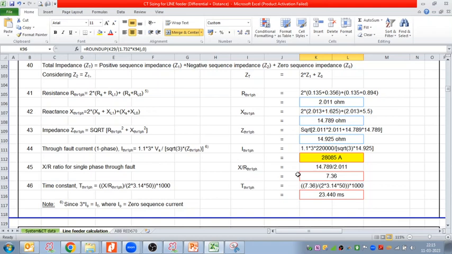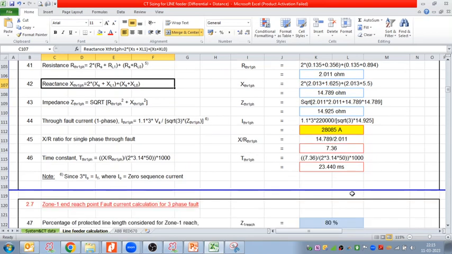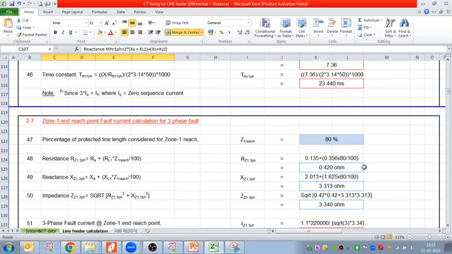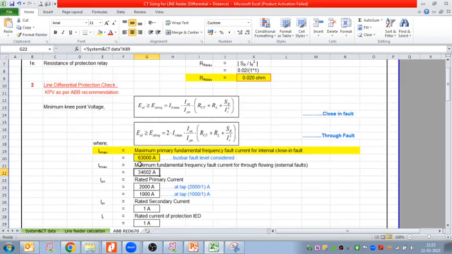But if you want to calculate, yes, here we have the formula. So source resistance plus resistance and reactance we can calculate. Then impedance we can calculate, and then fault current we can calculate. But it is better to go with the three phase fault current. So once my three phase fault current is calculated, let's go to the calculations.